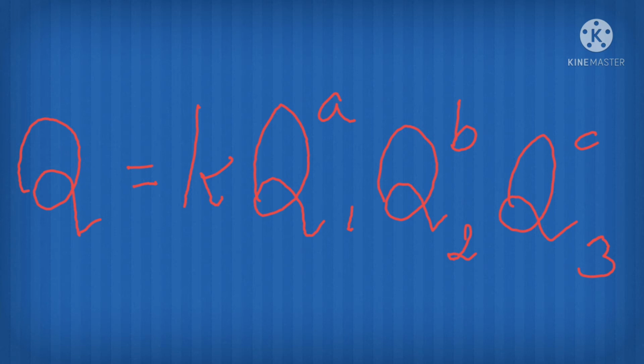When the dimensional formula for Q, Q1, Q2 and Q3 are substituted, then according to the principle of homogeneity, the powers of M, L and T are made equal on both the sides of the equation. So from this we can get the values for a, b, c, and by substituting those values we will get the equation.